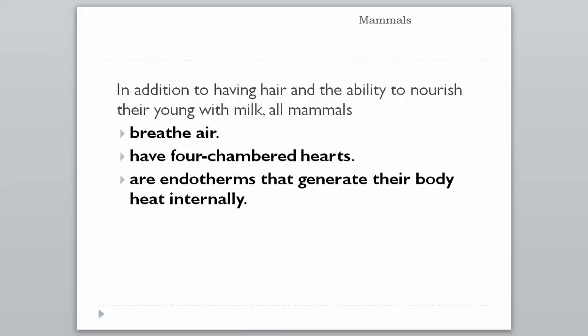In addition to having hair and the ability to nourish their young with milk, all mammals breathe air. So none of them can use gills to carry out their respiration. They all have to breathe air. They have 4-chambered hearts, and they are endotherms, which you remember means they can generate their own body heat internally. So these are three other characteristics that all mammals have in common, but the first two are the most important ones, the most distinguishing ones that no other groups have.